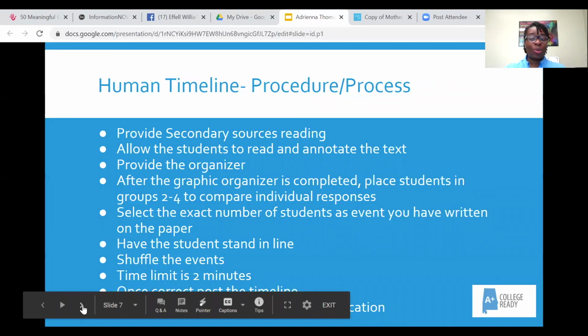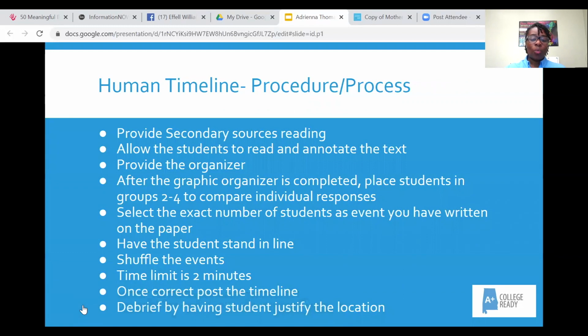So we understand what the human timeline is. We understand how it works. We've looked at the organizers. Now it is time to go in and start working the human timeline. What is our process? What is the procedure of the human timeline? First and foremost, you must have your resources. Provide the students with secondary reading, because they have already read what they're about to put in order, but this is also providing them with another resource.